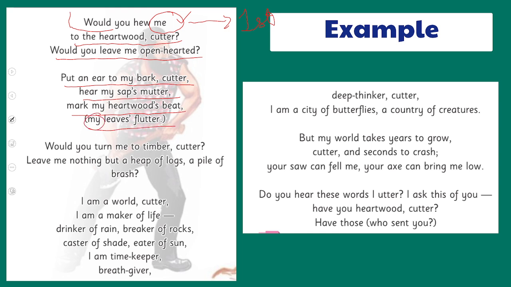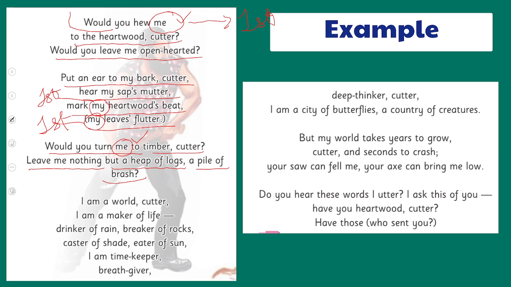So "my" also refers to the first person. "Me" also refers to the first person. Let's go further. "Would you turn me to timber, cutter? Leave me nothing but a heap of logs, a pile of brush." So here we can see that he used "me."